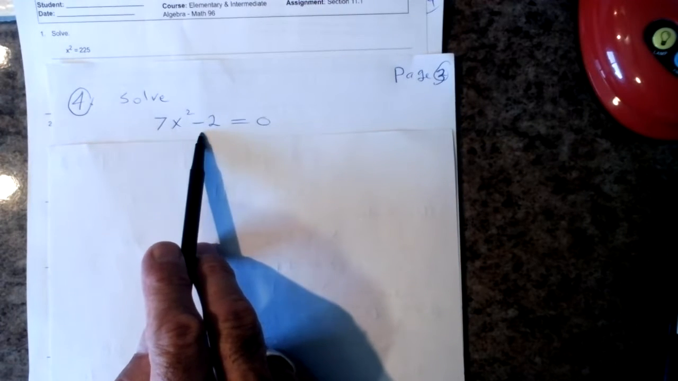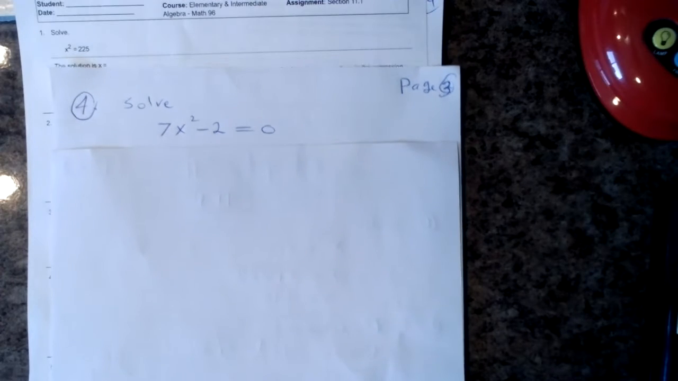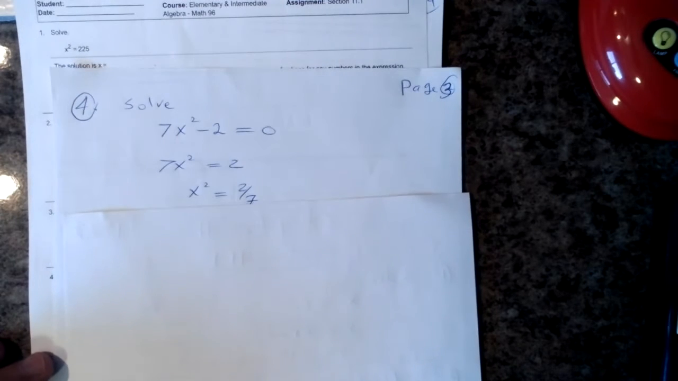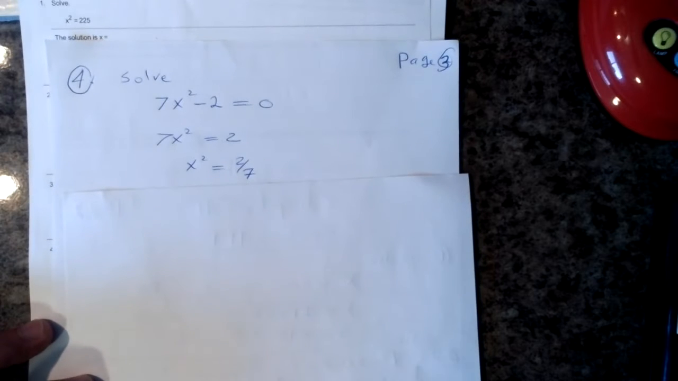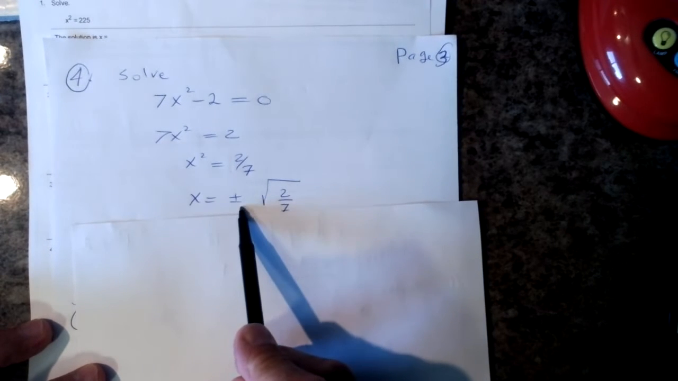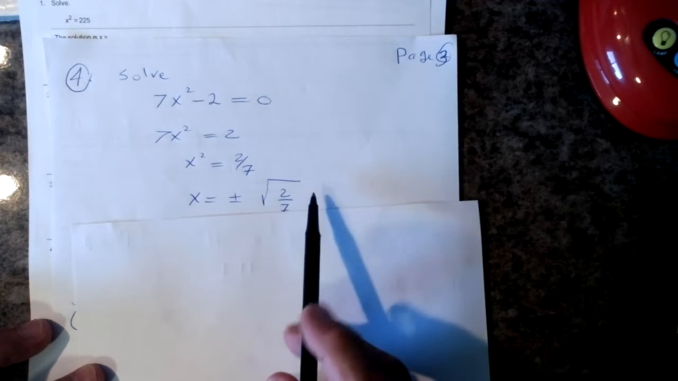I need to take minus 2 to the other side first. Divide both sides by 2. Now I can take a square root of both sides, but remember, you always have a plus or minus because that means you have 2 answers. So it's radical 2/7.